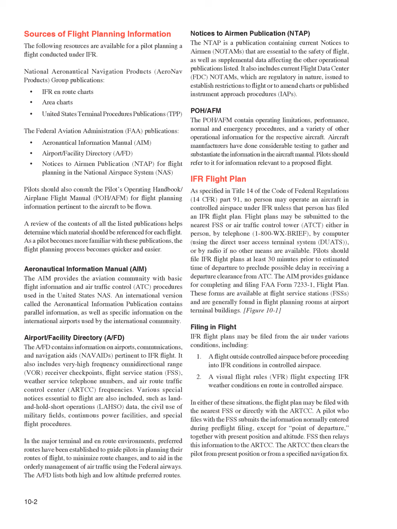Airport/Facility Directory, A/FD. The A/FD contains information on airports, communications, and navigation aids, navaids, pertinent to IFR flight. It also includes very high frequency omnidirectional range, VOR, receiver checkpoints, flight service station, FSS, weather service telephone numbers, and Air Route Traffic Control Center, ARTCC, frequencies. Various special notices essential to flight are also included, such as land and hold short operations, LAHSO, data, the civil use of military fields, continuous power facilities, and special flight procedures.